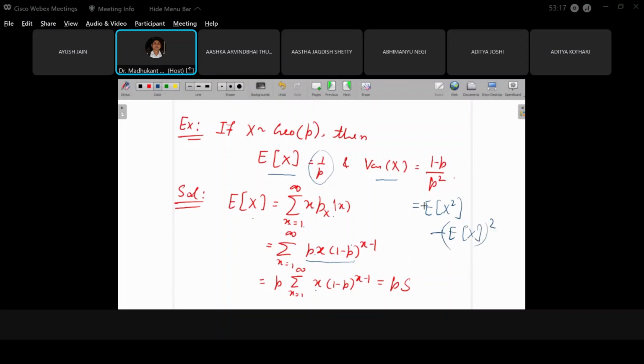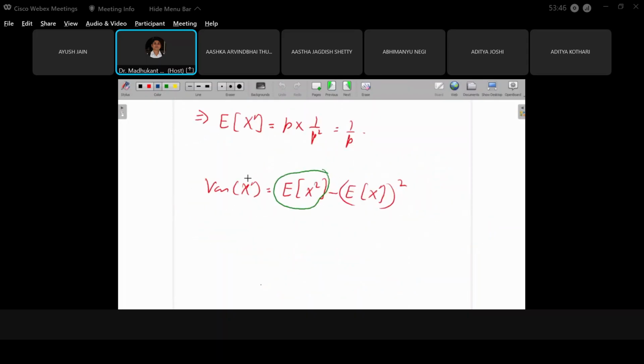So it's enough to find out the expectation of x squared. Again, you have to follow a similar strategy here. So expectation of x squared is what? Summation x equals 1 to infinity, x squared times p_X(x). So x squared times this, and then you can use the same approach and find the sum.